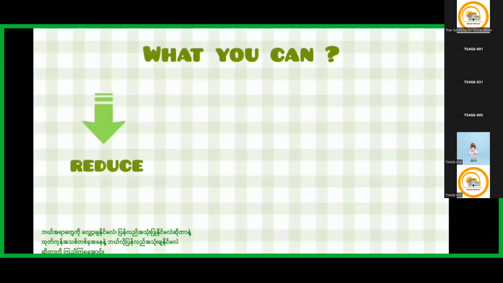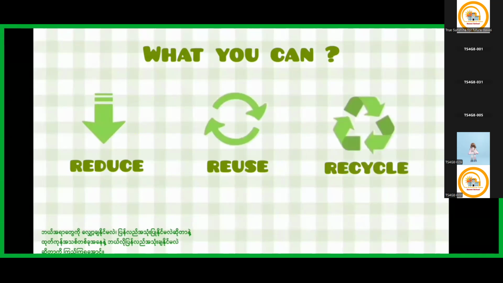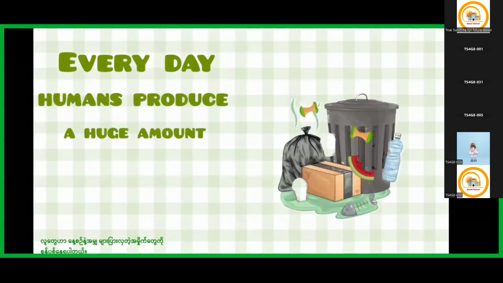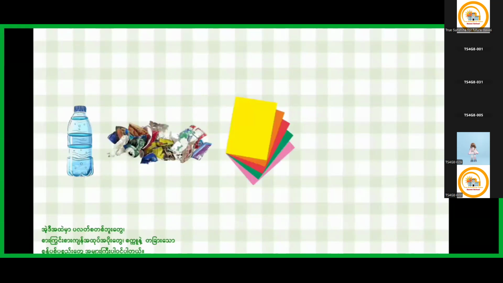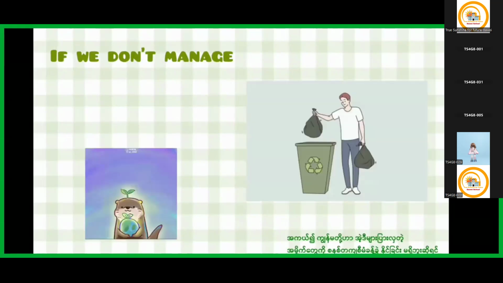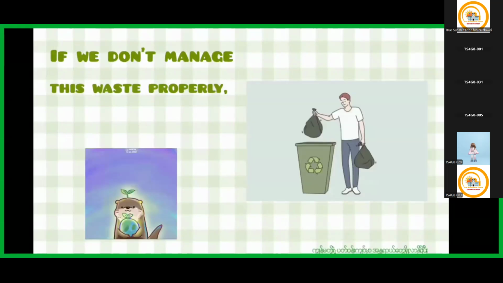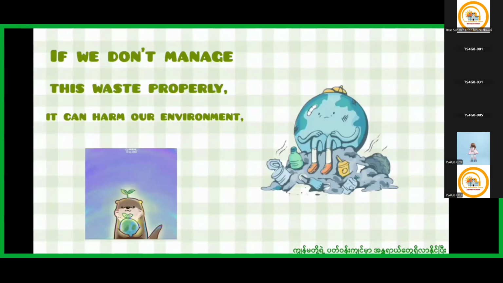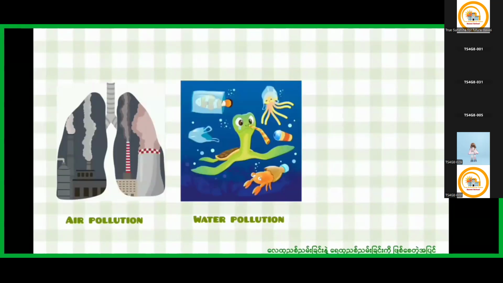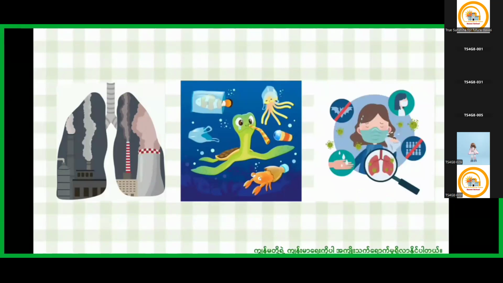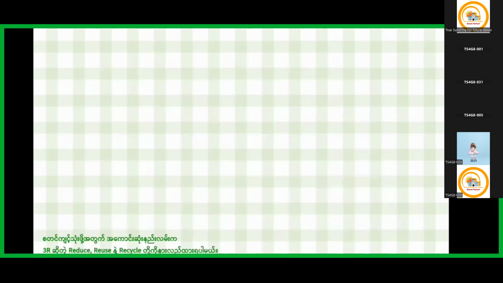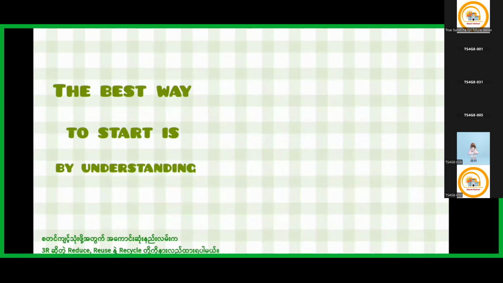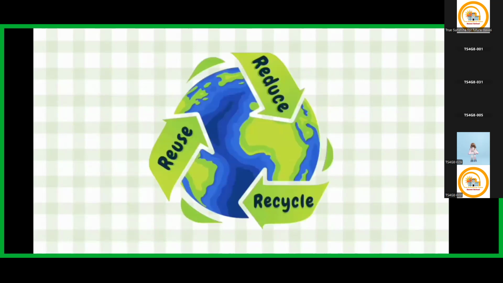So, what can you reduce, reuse, and recycle, and how? Let's see. Every day, humans produce a huge amount of waste: plastic bottles, food waste, paper, and many more things. If we don't manage this waste properly, it can harm our environment, pollute the air and water, and even affect our health. That's why we must learn how to handle waste responsibly. The best way to start is by understanding the 3 R's: reduce, reuse, and recycle.